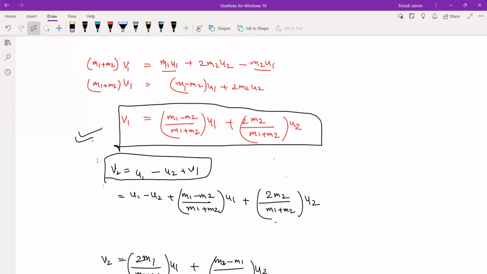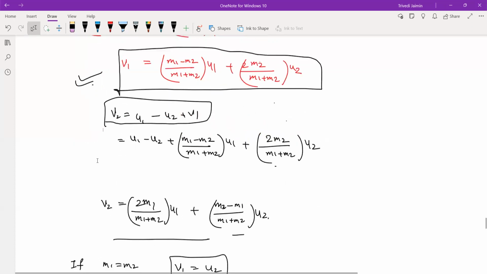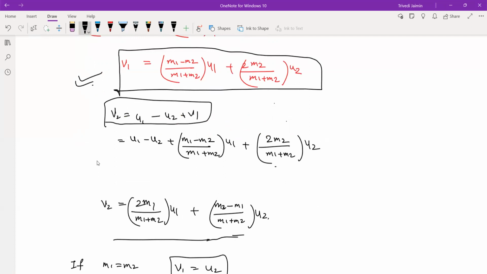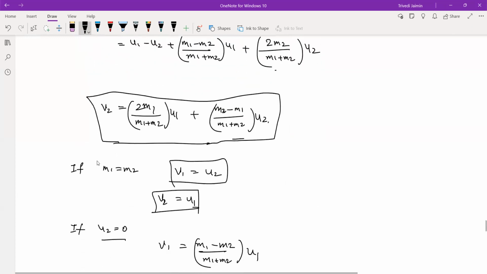Sir, I got v2 is equal to (m2 minus m1) by (m1 plus m2) into u2 plus 2 m1 by (m1 plus m2) into u1. Yes, same. Okay, so we got both v1 and v2. So let's see some cases.